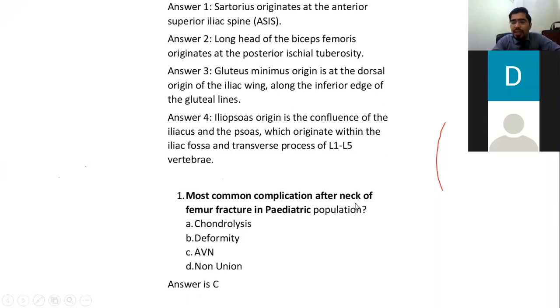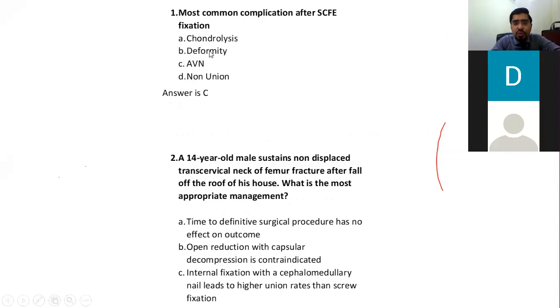Most common complication after neck of femur fracture in pediatric population, AVN. So you must remember incidence of AVN with each type of neck of femur fracture in peds, Delbet classification and the incidence. It is very important and they often test it. Then this question, most common complication after SCFE fixation, or even if fixation is not written, the answer is AVN. There is a misconception that it is chondrolysis. This question has been tested twice.